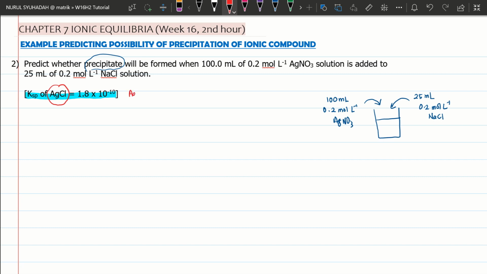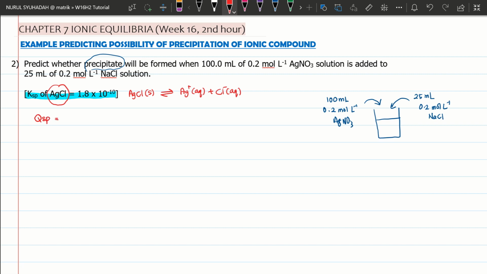So AgCl solid in equilibrium with Ag plus aqueous tambah dengan Cl minus aqueous. Okay, so kita kena tahu berapa, apa dia kita punya QSP. So QSP awak, okay, saya tulis dulu siap-siap nilai QSP.